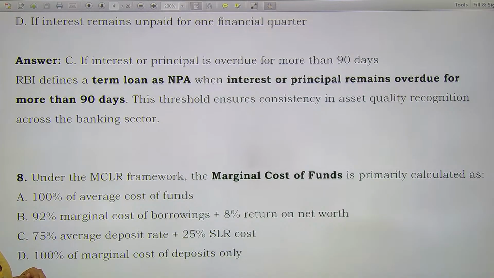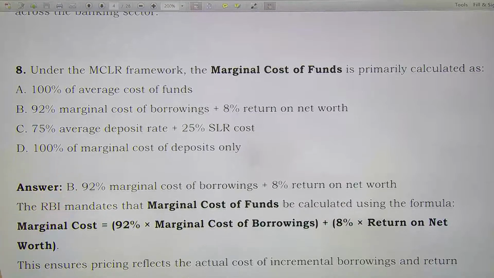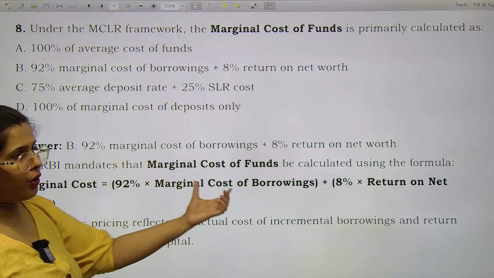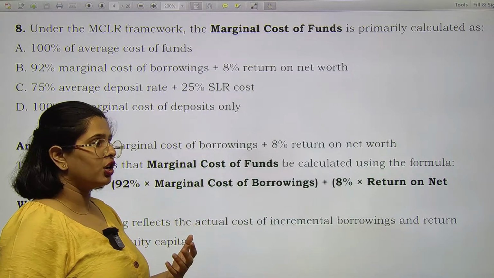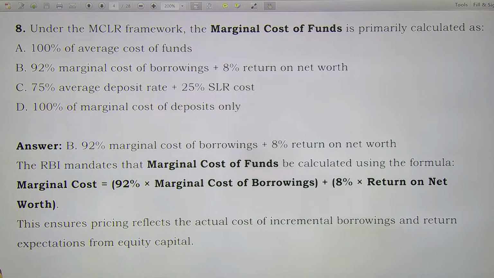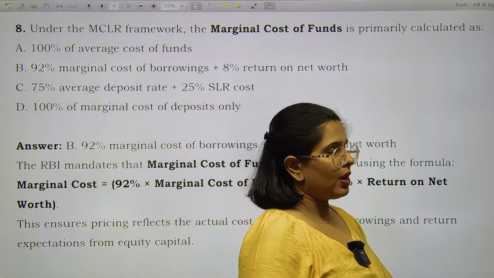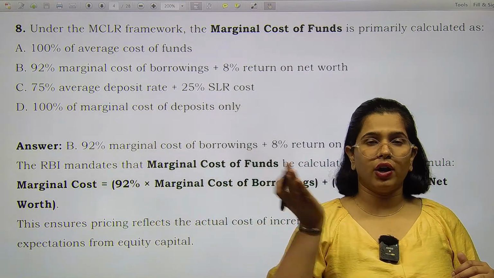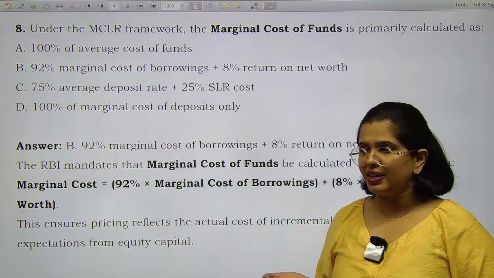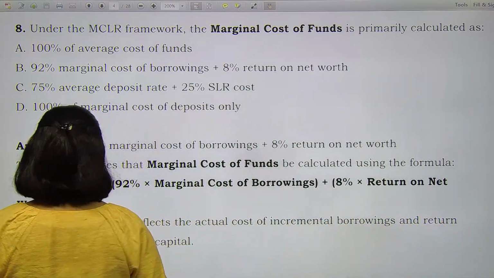Over here, we calculate it through 92% marginal cost of borrowing plus 8% return on net worth. This is how we calculate the marginal cost of funds, right? So, what are the additional borrowings that you are doing? What is the marginal cost for doing that? Plus 8% is something that you also want as return. So, whenever I am quoting the interest rate to somebody, I'll quote along with my cost as well as the profit that I want to make, right?